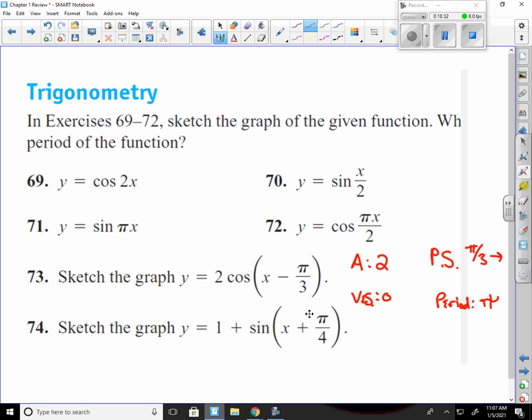If I'm looking at this one, very similar. I have a pi over 4 phase shift, so it's going to be left by pi over 4. This is my vertical shift, it's up 1. My amplitude, there's nothing being multiplied by it, so it doesn't change. My period remains pi, and that's it.